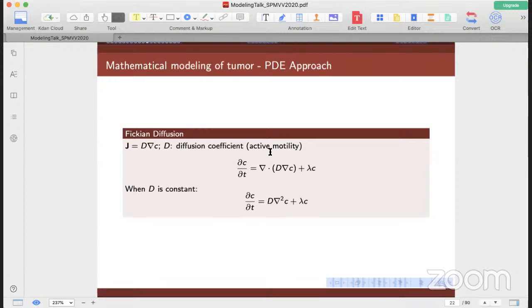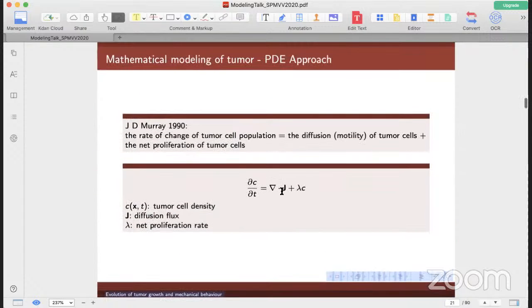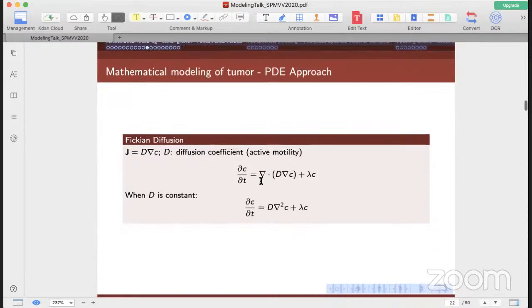So this is the active motility. What is diffusion? Suppose in still water you put a drop of ink; you will still see the ink spreading. That is diffusion. In that sense, there are no external disturbances, but still the population is changing. That is the diffusion motility. The cells are spreading on their own. So if you plug in J is D grad C, you will get this equation, and lambda C is the proliferation.